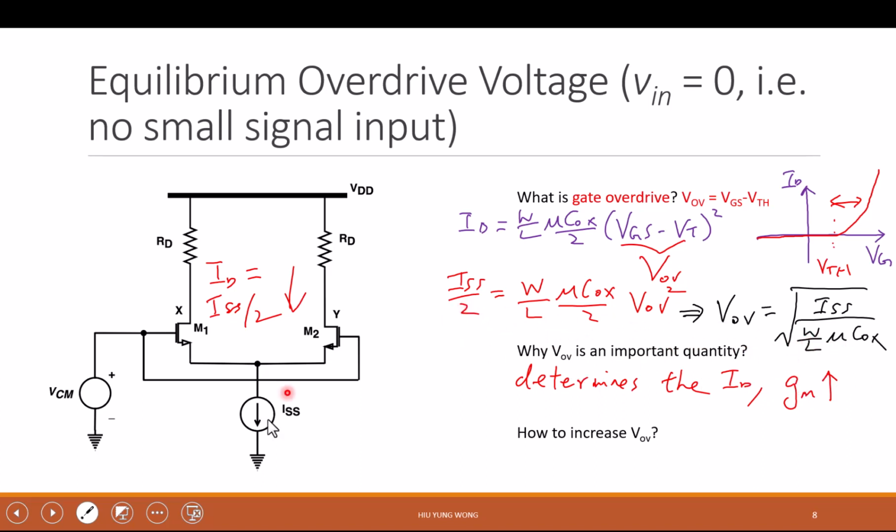So if I know what my bias current is, I know what the gate overdrive will be. Because for VGS, besides G, I need to know VS, the source, right? But I don't usually know that, so I can rely on this. Now you start seeing that this tail current has a very important role in your circuit. You make ISS large, you have a large overdrive, then you have a large GM, right? So I just asked you, how do we increase the VOV, the overdrive?